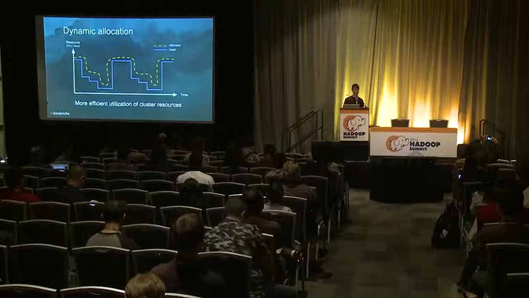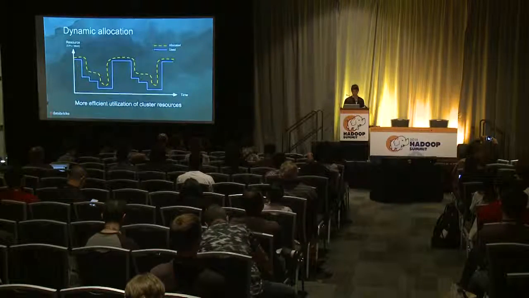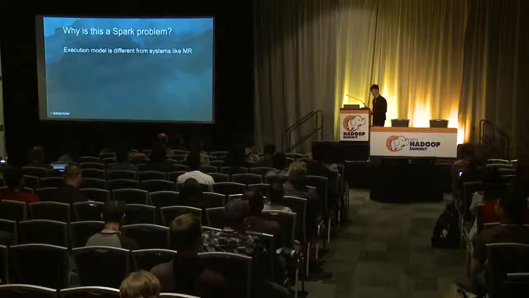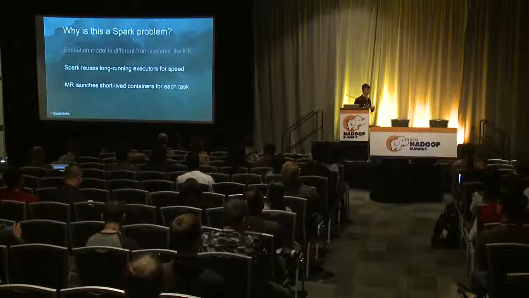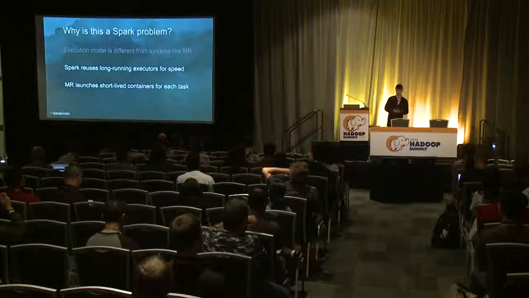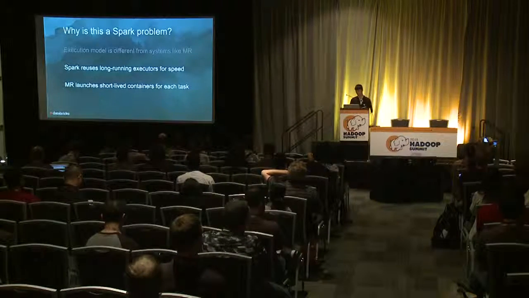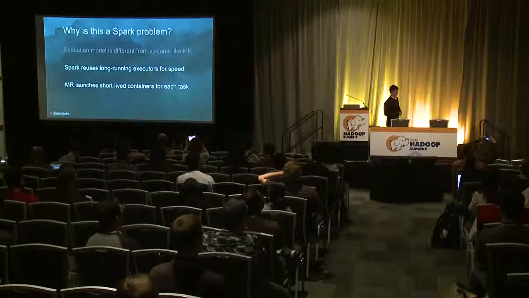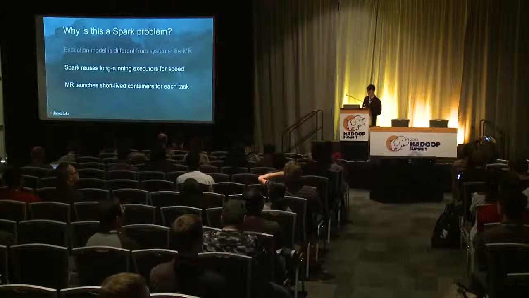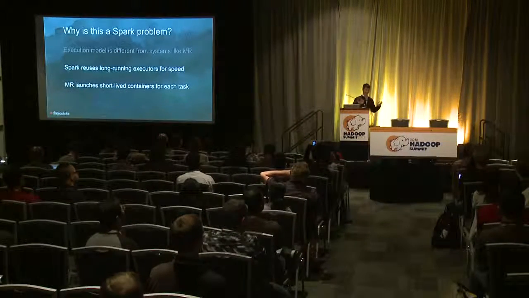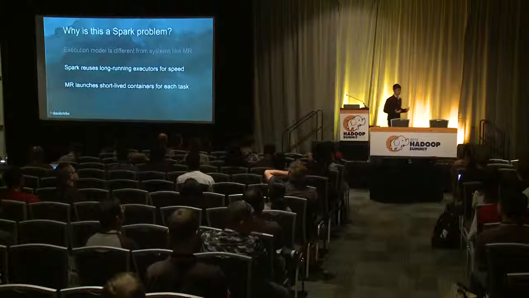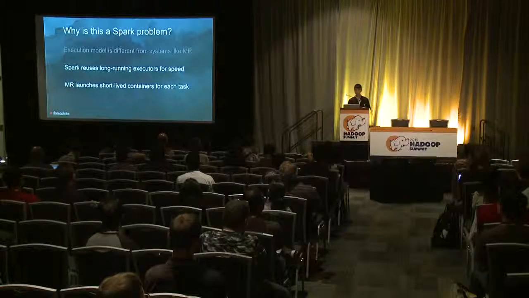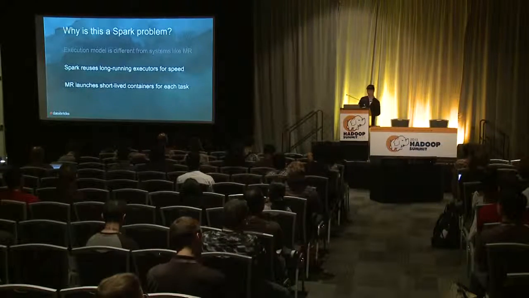So why is this problem specific to Spark? Why doesn't MapReduce, for example, talk about this? Well, it really boils down to the execution model itself. So I mentioned earlier that Spark uses long-running executors for a variety of reasons, a variety of nice properties that have to do with performance, whereas MapReduce launches a new process called containers for each task. And so the effect is that they basically get something like dynamic allocation for free because they just kill the processes as soon as they finish running a task. So the downside, the trade-off is that they don't get to enjoy a lot of the optimizations that make Spark fast.